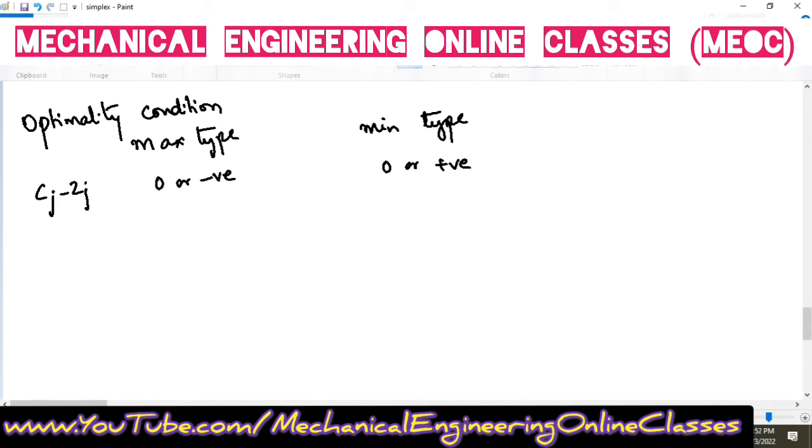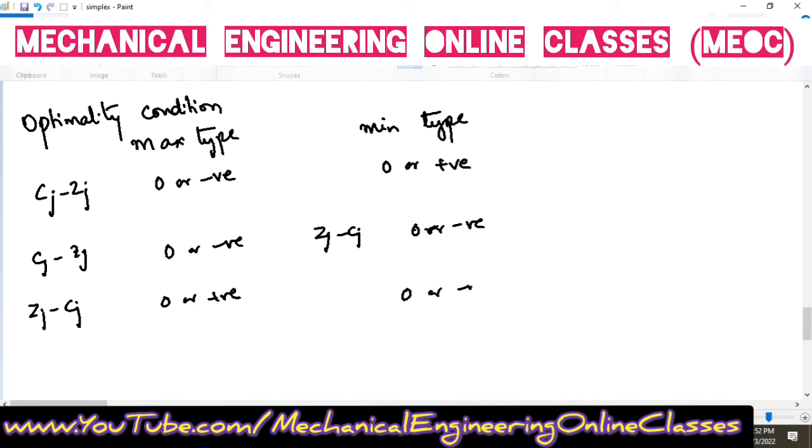Now for example, if you are considering Cj minus Zj for max type, then it should be 0 or negative. And if you are considering Zj minus Cj for a min type, it should be 0 or negative again. In a similar fashion, if you are checking with Zj minus Cj here, it should be 0 or positive, and here it should be 0 or negative. So don't get caught up with so many types of different conventions.